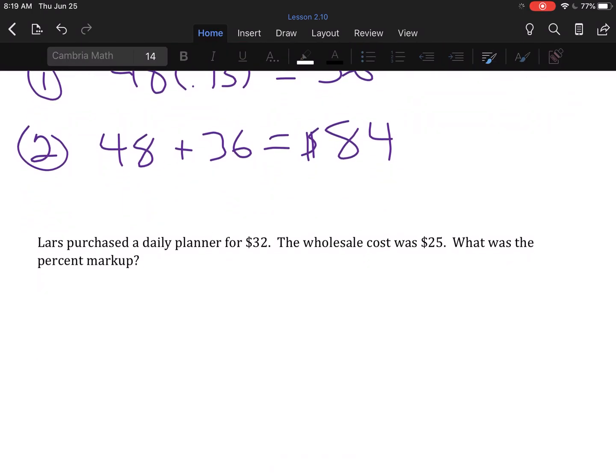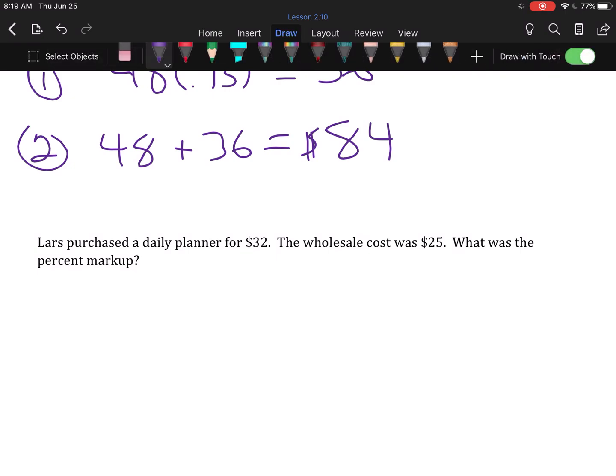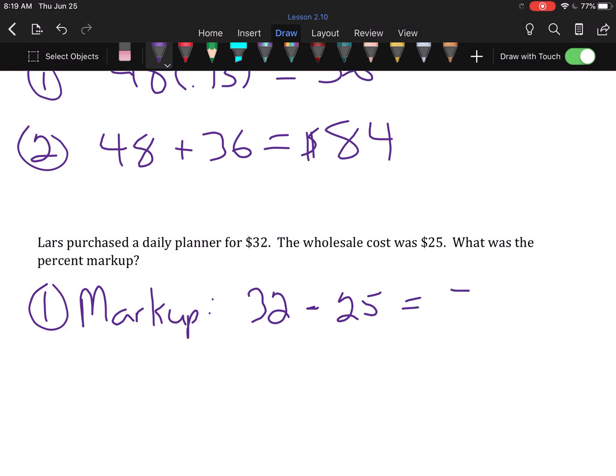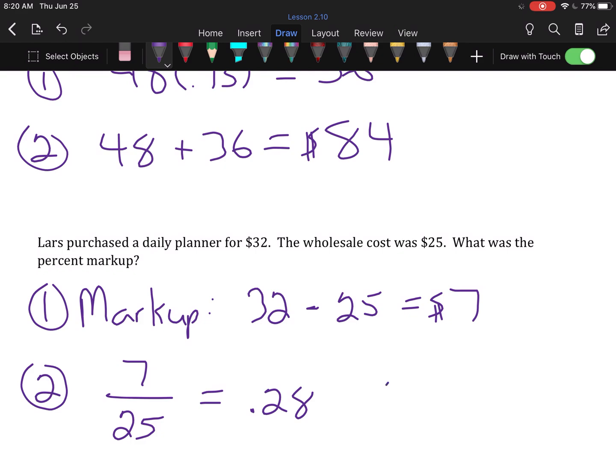Lars purchased the daily planner for $32. The wholesale cost was $25. What was the percent markup? Okay, so first we need to know what the actual markup was. So that's going to be what he paid minus the wholesale cost. The markup was $7. To find the percent, we take that $7 and divide it by the wholesale cost, the 25. And that is 0.28, which means it's a 28% markup.